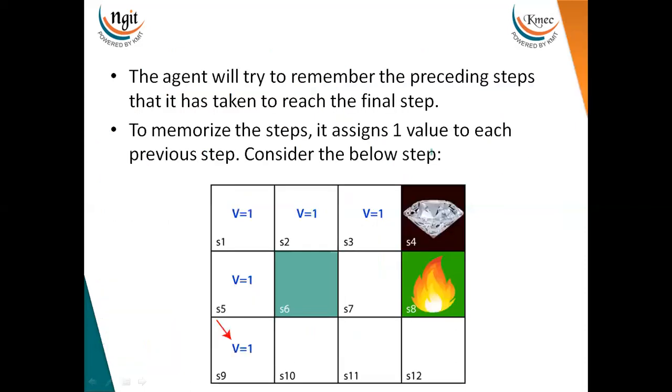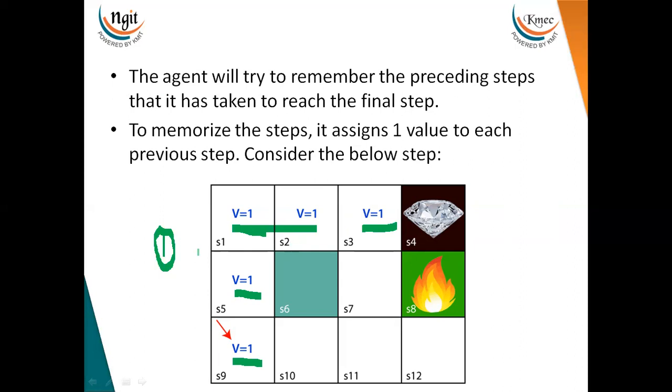Now, how to remember the path? S9, S5, S1, S2, S3, S4. How will the robot remember this path? Let me put the value 1 in each block that is visited. He is starting from S9, so I will make it 1. Then he goes to S5, 1. S1, 1, S2, 1, S3, 1. This is during the first iteration of traveling through the maze.